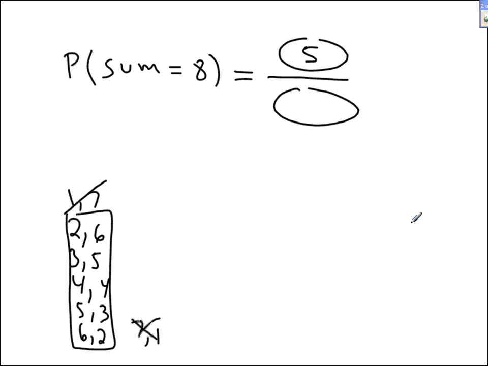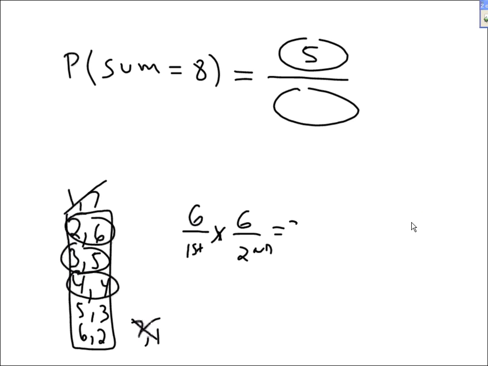It's 5. Now, how many outcomes are there if you toss 2 dice? Well, as you see, each result has 2 entries: the result from the first die, the result from the second die. There's 1 out of 6 outcomes for the first die. It can be a 1 or 2 or 3 or 4 or 5 or 6. And 6 for the second die. When you multiply them, there are 36 different outcomes.